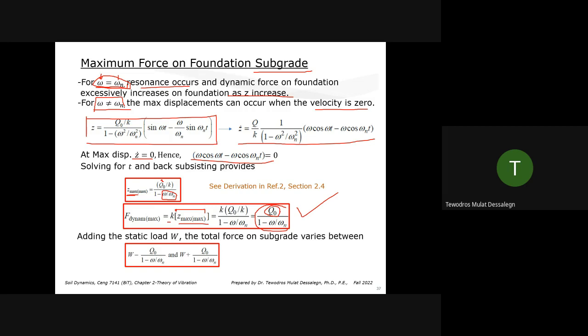But you also have the static component. Because the motor is sitting on the foundation, it's W, right? So when the motor is vibrating up, you have less force acting on the foundation because the dynamic component will be subtracted. But when the vibration is downward, you have the static component plus the dynamic component acting together, so it will be additive. So for the dynamic component we just found, you can do plus or minus on it, and you'll have the minimum and the maximum forces acting on the foundation.